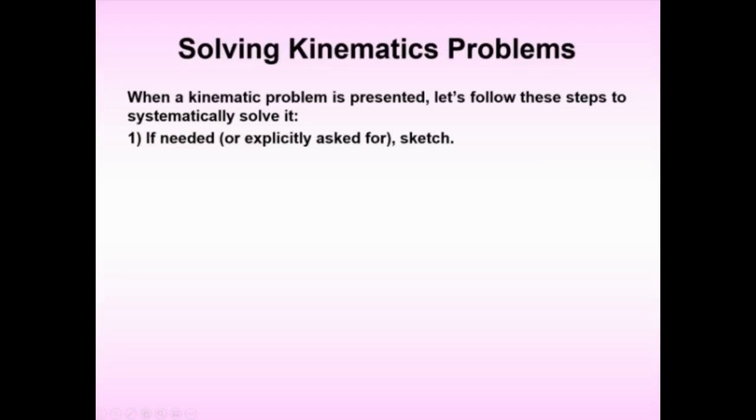Step number two, very important. Decide which direction should be positive. Now, from now on, and trust me on this, always choose the direction of motion to be always positive, even if the motion is slowing down. Yes, even if it's slowing down, it's still going forward. So always make sure that wherever the object is moving, that is the positive direction.